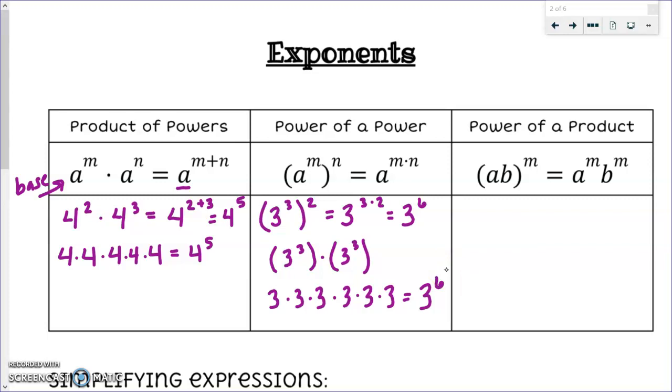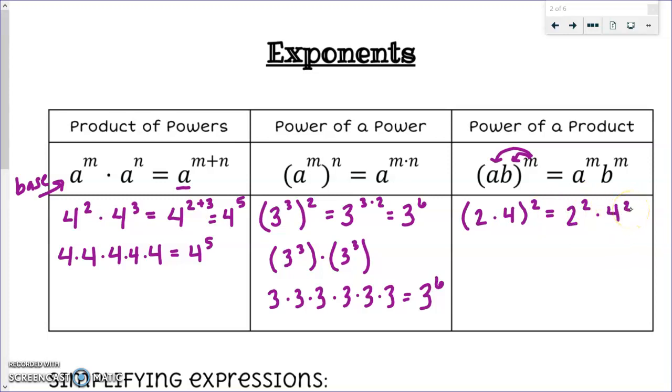And now our last rule here is called power of a product. So this is when we're multiplying 2 terms inside parentheses and have an exponent on the outside. What we want to do is share that exponent to everything inside. It's almost like we are distributing it to everything inside. So let's say I have 2 times 4 to the power of 2. I would rewrite this as 2 squared times 4 squared.